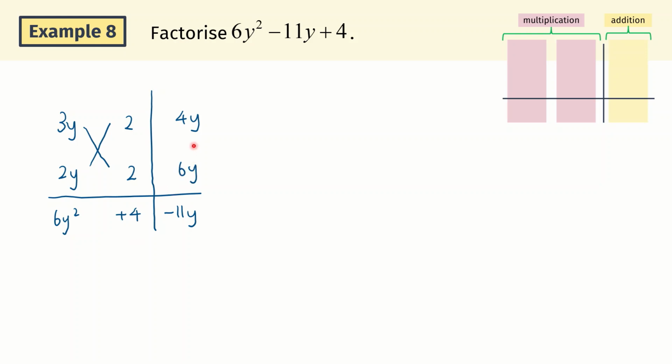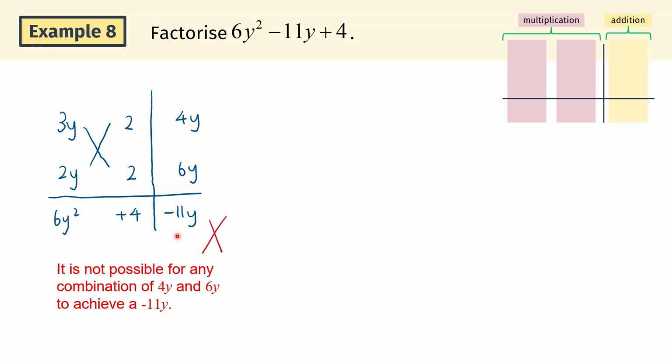Then we ask ourselves the question, is it possible for 4y and 6y to ever give us a negative 11y when we add them together? So even if I put in minus signs, is that ever possible? I want us to know that it is never possible for 4y and 6y to ever give us a negative 11y. So this option over here is not correct. It doesn't give us the answer that we need. So we need to change our plan.